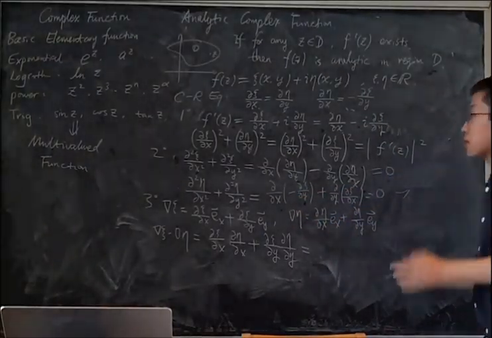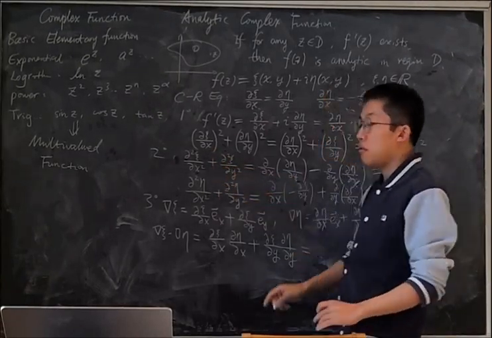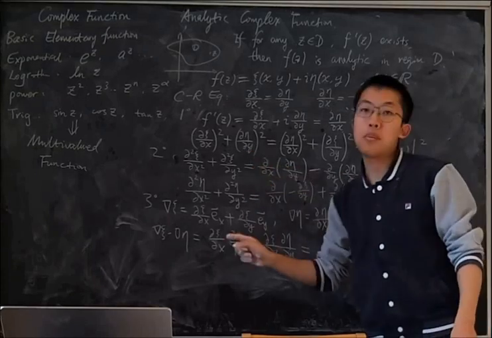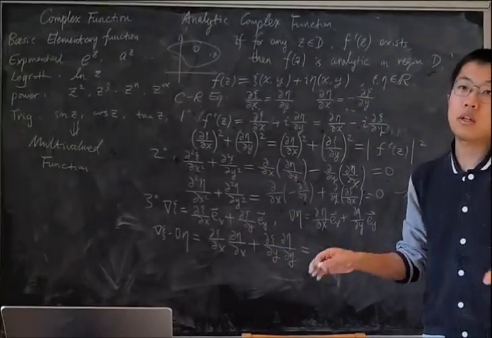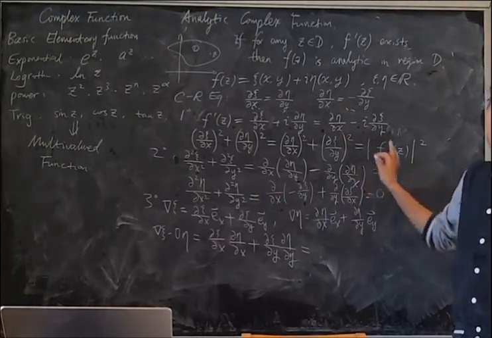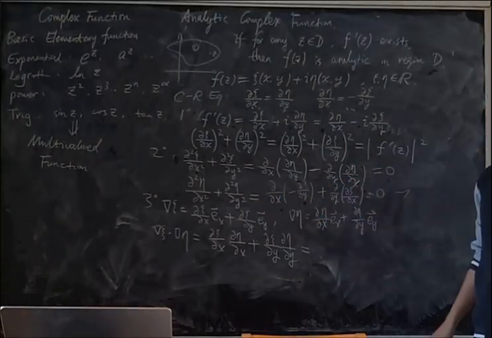So that means cosine and eta, if we regard them as functions of x and y, both have to be harmonic functions in the complex plane. Because this is 0, this is 0. This is literally the definition of a harmonic function.